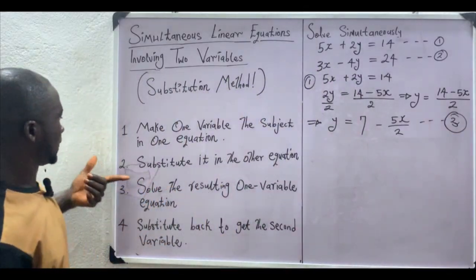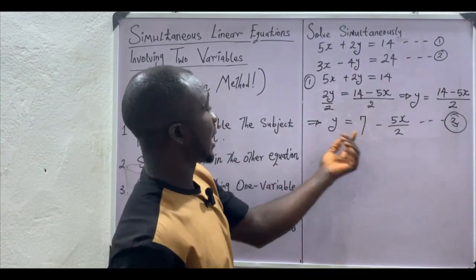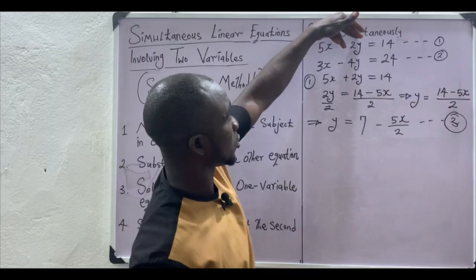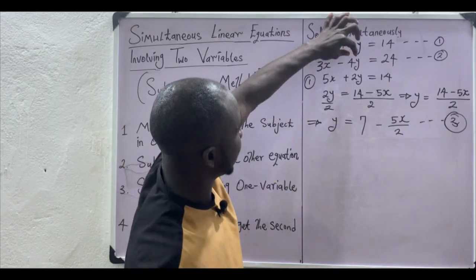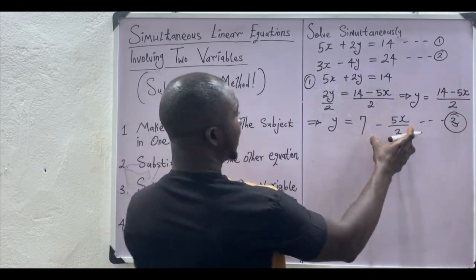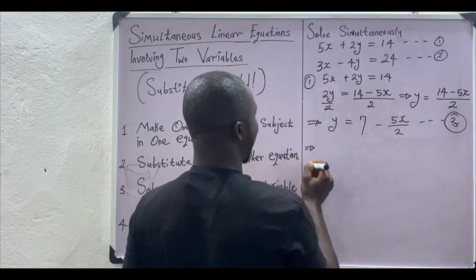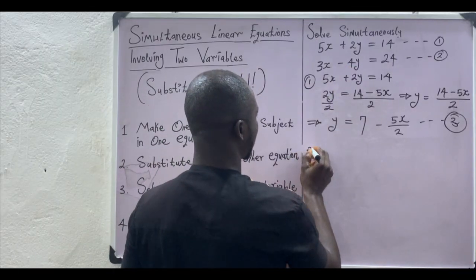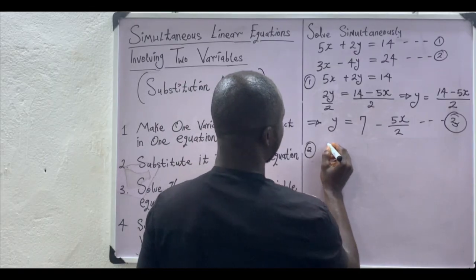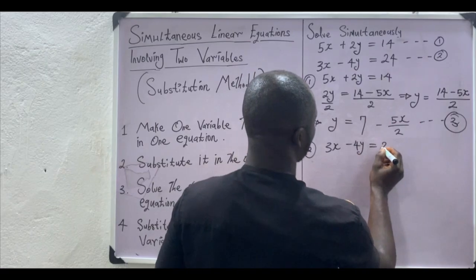So based on the second step, I have to substitute this value here. Remember, we made y the subject in equation 1, so we are going to replace this y in equation 2 by this value. So substituting this value in equation 2, remember equation 2 states that 3x minus 4y is equal to 24.